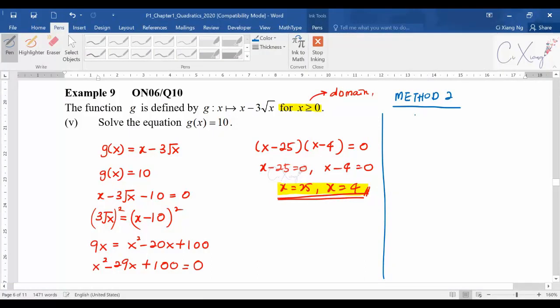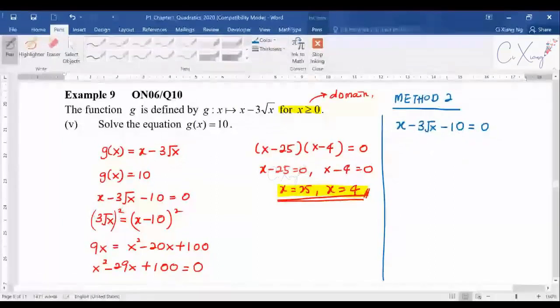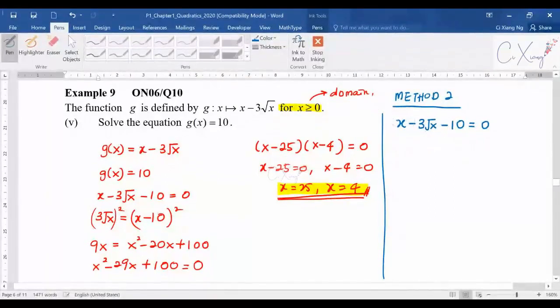So what is method number 2 here? Generally, it's like this. You're having x minus 3 square root x minus 10 equals 0. You see that the relationship between x and the square root x is that when you square the square root x, you get x. When you square something here, you get something here. Therefore, if you realize that this is what you have in your equation, then you let y equal the term with the smaller power. Let y equal square root x.